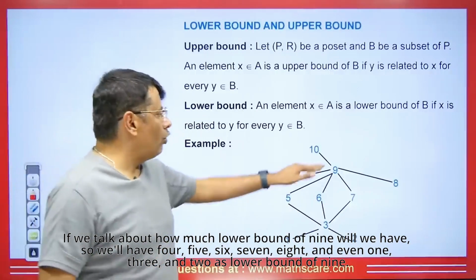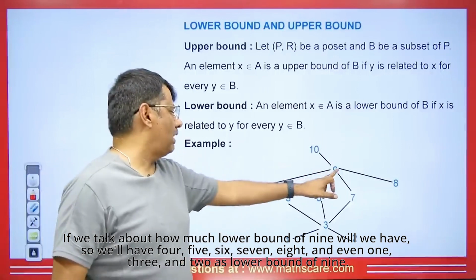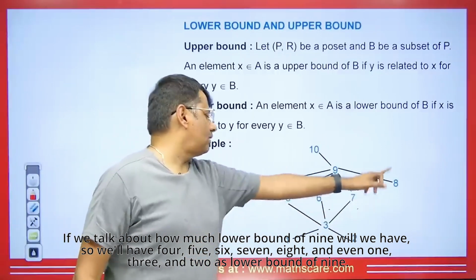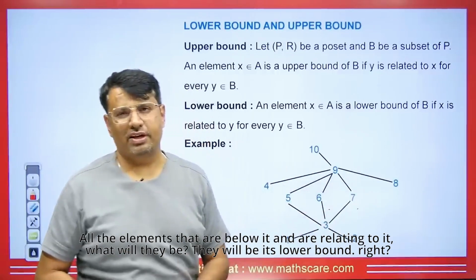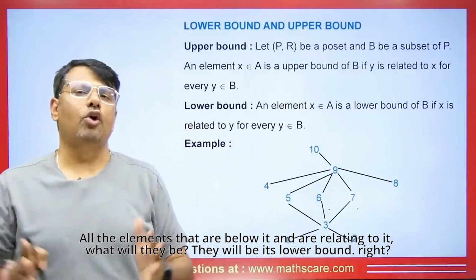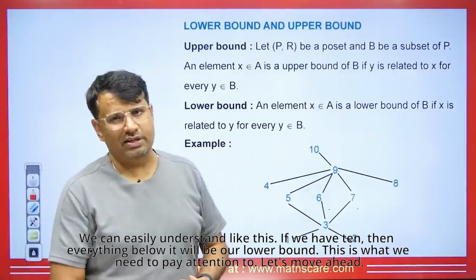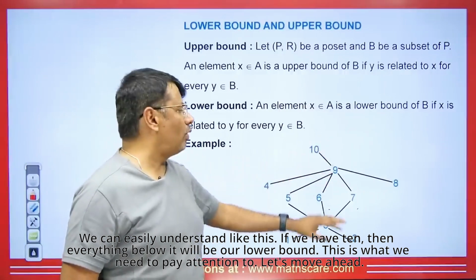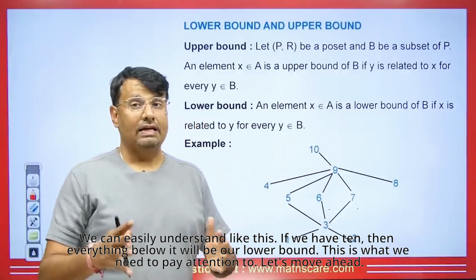If we talk about the lower bounds of 9, we'll have 4, 5, 6, 7, 8 and even 1, 3 and 2 as lower bounds of 9. All the elements that are below it and are relating to it will be its lower bounds, right? We can easily understand it like this. If we have 10, then everything below it will be our lower bound. This is what we need to pay attention to.